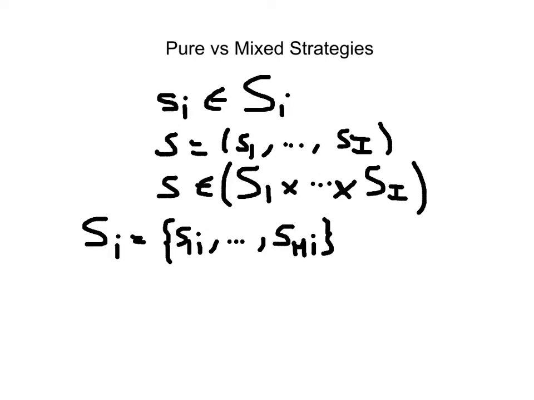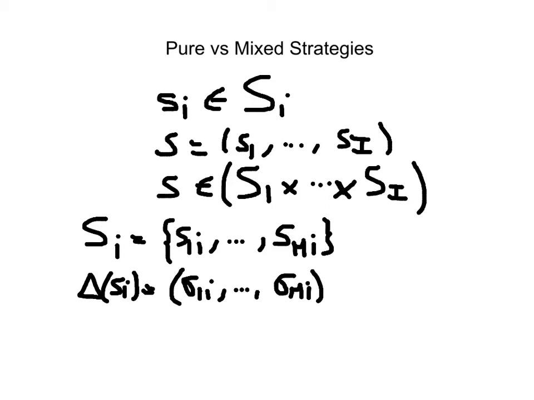Now we can assign to each such strategy in the set the probability that it's played by player I. So we can define a simplex here, which is simply a list of probabilities associated with each strategy in the set that are available to player I. This is an element of R^M.